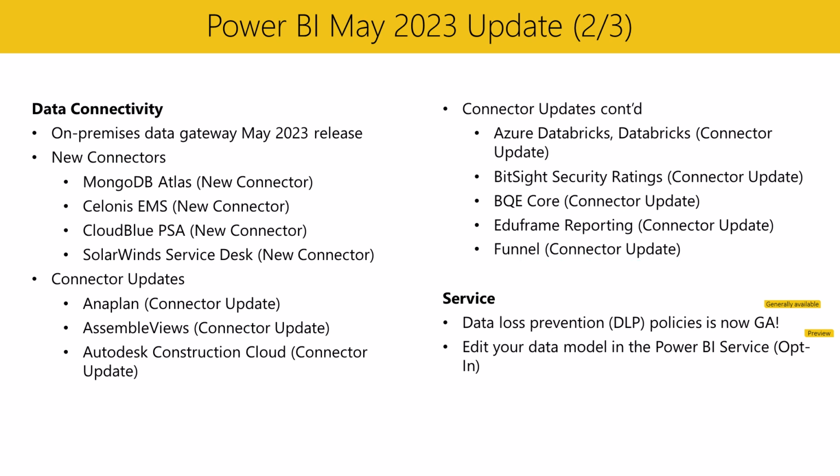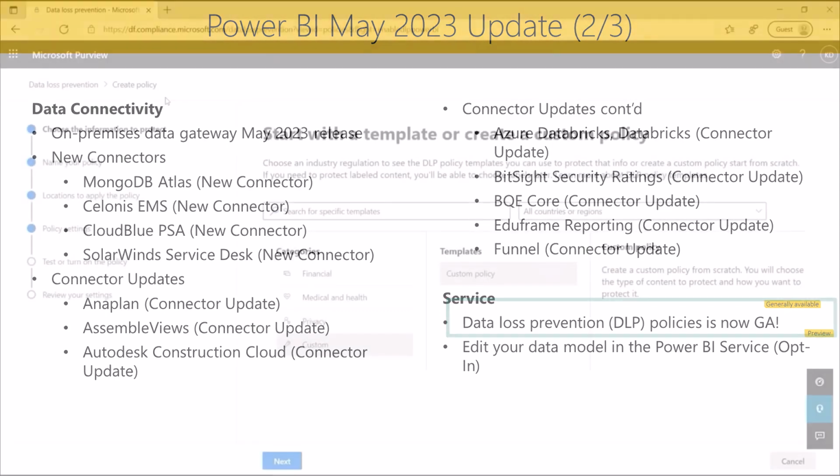On to releases in the service. Data loss prevention, or DLP, policies are now GA. With DLP, you can automatically detect sensitive information as it is uploaded to Power BI, helping you take more measures to properly classify sensitive information and create more processes on how to interact with sensitive information. Let's watch a demo on DLP.